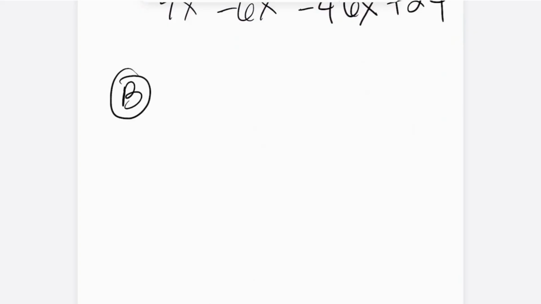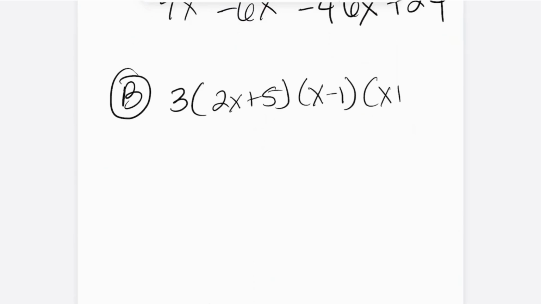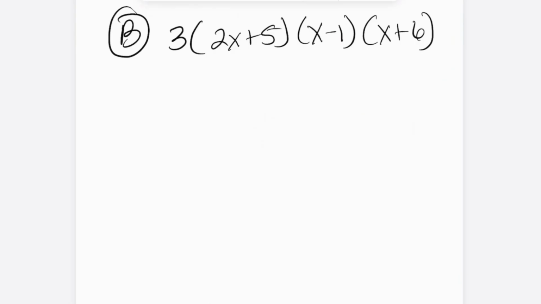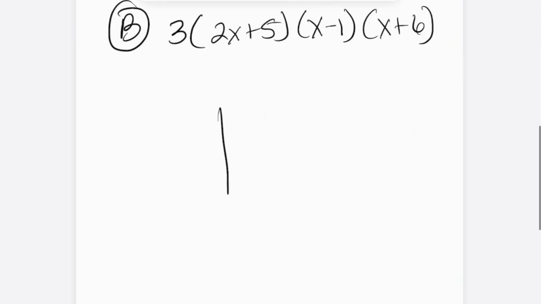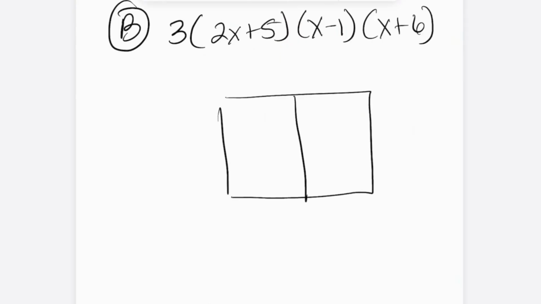So B is 3 times 2x plus 5, x minus 1, x plus 6. So step 1, we have to do our Punnett square with the 2 parentheses next to each other. We're going to go ahead and start with 2x plus 5 and x minus 1. So let's go ahead and make our Punnett square. It's going to be a 2 by 2.